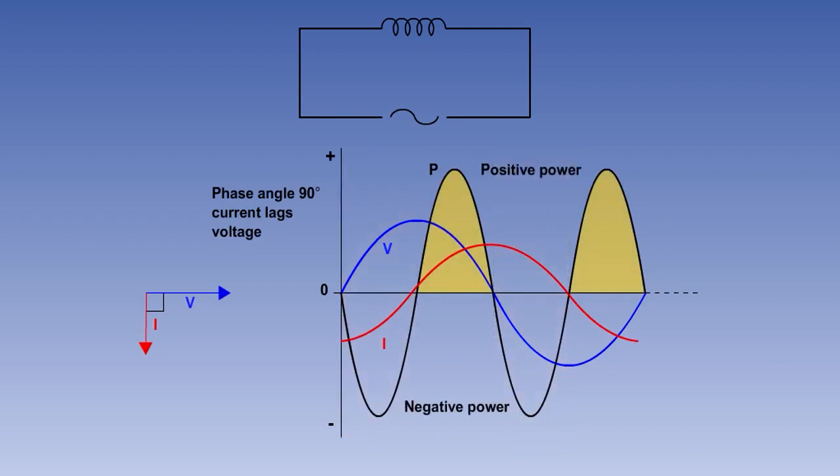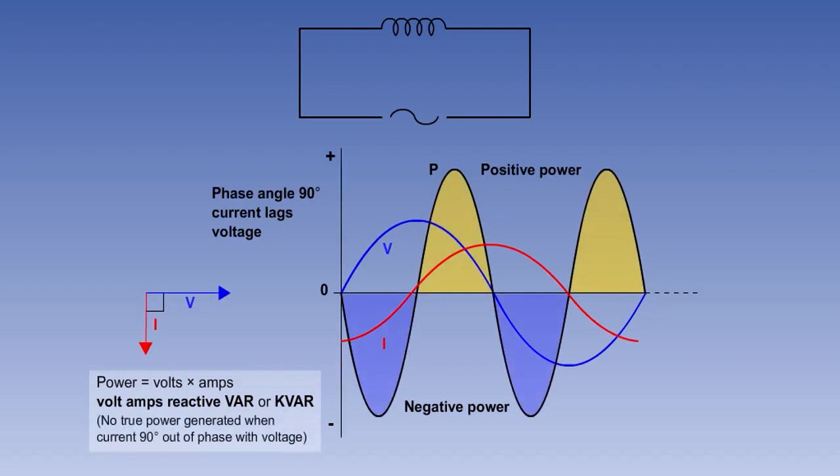The positive areas represent power given to the circuit to generate the magnetic field, and the negative, power returned by the back EMF. Power produced in this way is called reactive power, and is the product of a voltage and current which are 90 degrees out of phase. The units of reactive power are volt-amps reactive, or, for higher amounts, kilovolt-amps reactive. In a circuit that contains only inductance, the positive and negative portions of power cancel each other out, and the true power is zero.